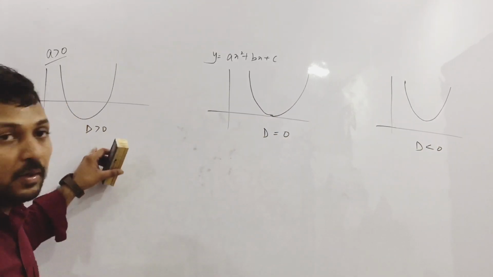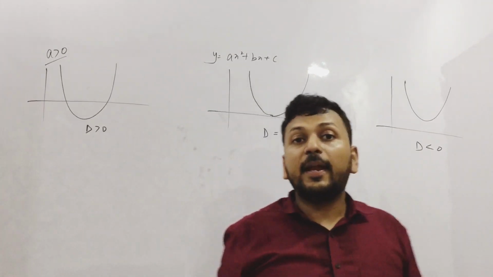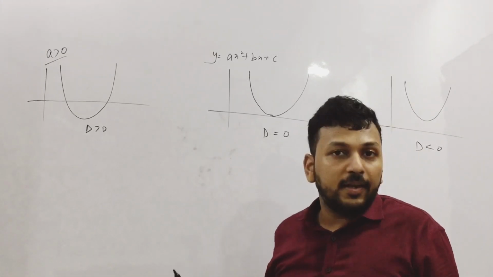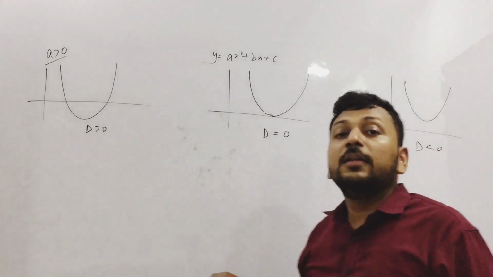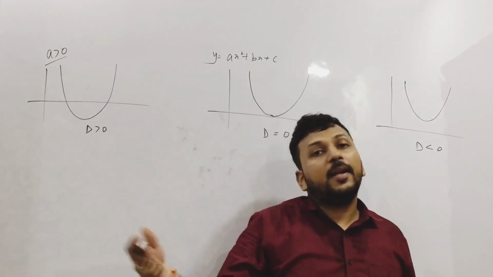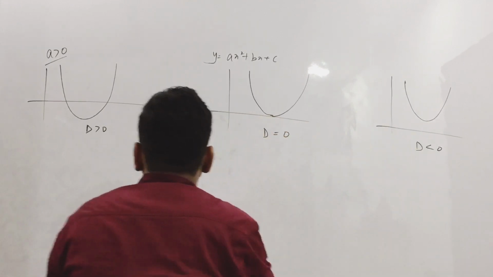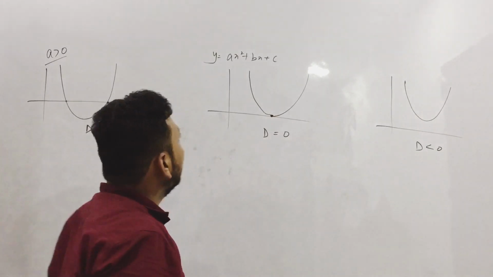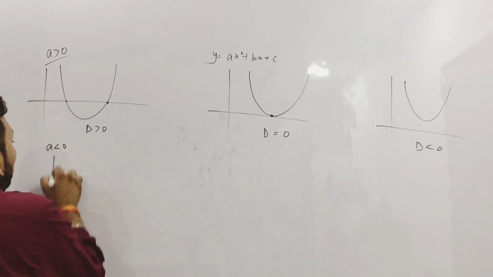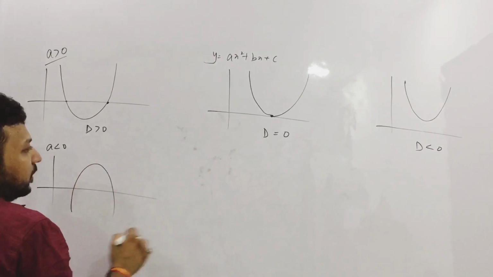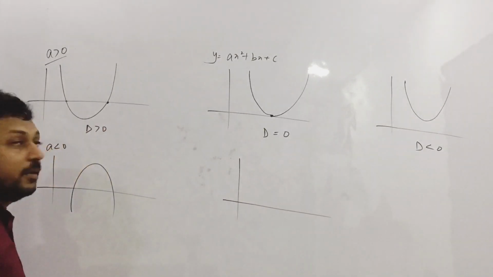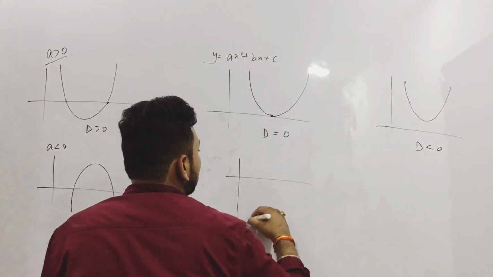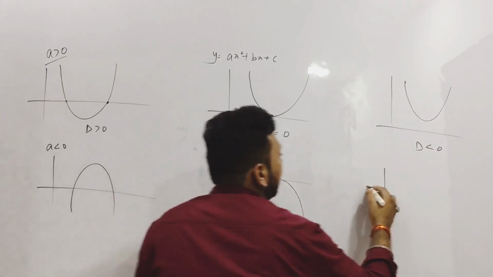If the discriminant is greater than 0, we have plus minus under root D, which means we have two solutions. If the discriminant is equal to 0, then the discriminant vanishes, under root D vanishes. If the discriminant is less than 0, then there will be no solution because under root of a negative is not defined. So it is cutting at two places, touching at one place, or not touching anywhere. Similarly, if a is less than 0, the graph will assume these shapes. Okay, so the graph will assume this shape, and again it will just touch, and it won't even touch.